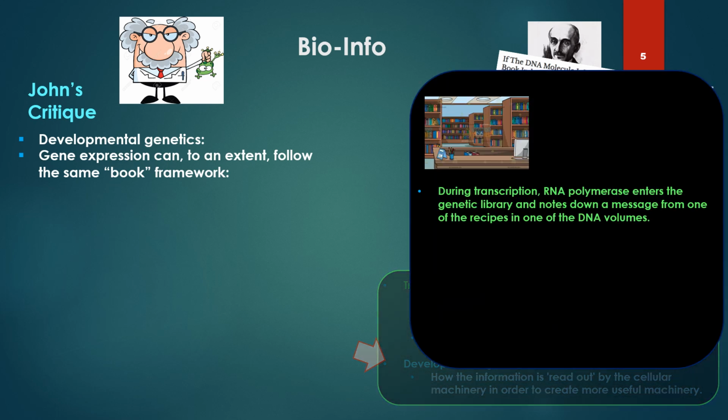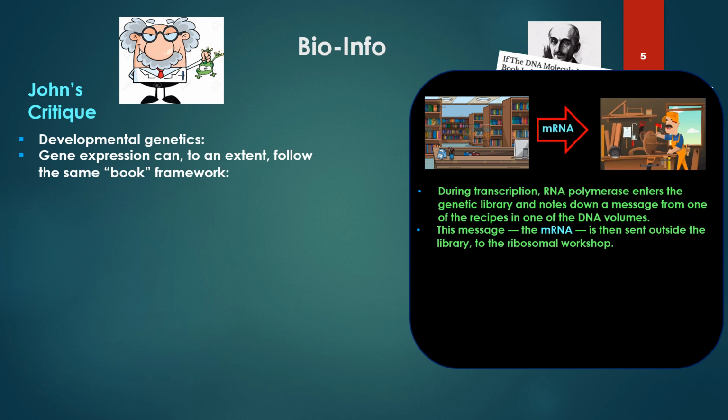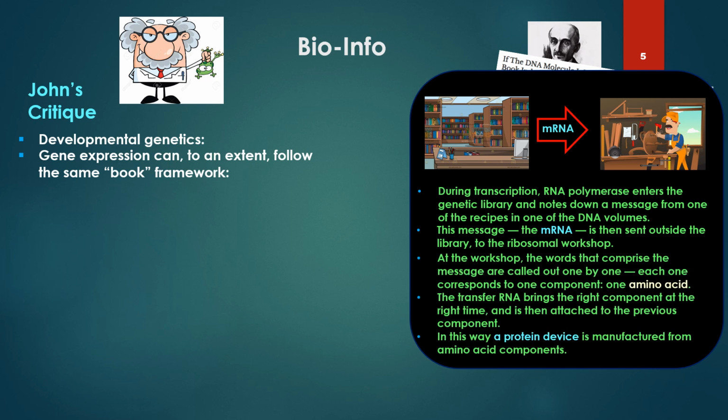For example, during transcription, RNA polymerase enters the genetic library and notes down a message from one of the recipes in one of the DNA volumes. This message, the mRNA, everyone's heard of that now, is then sent outside the library to the ribosomal workshop. So off it goes. At the workshop, the words that comprise the message are called out one by one.